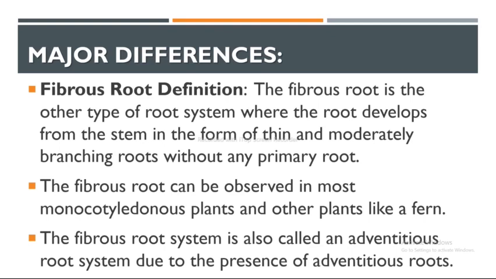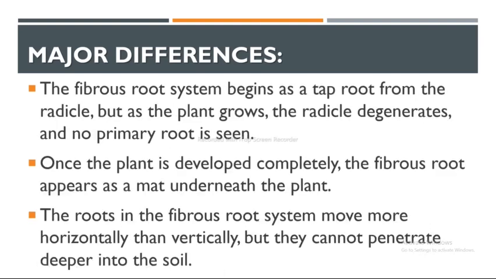So the fibrous root definition is: the fibrous root is the other type of the root system, where the root develops from the stem in the form of thin and moderately branching roots without any primary root. The fibrous roots can be observed in most monocotyledonous plants and other plants like ferns. The fibrous root system is also called an adventitious root system due to the presence of adventitious roots. The fibrous root system begins as a taproot from the radicle, but as the plant grows, the radicle degenerates and no primary root is seen. Once the plant is developed completely, the fibrous roots appear as a mat underneath the plant.